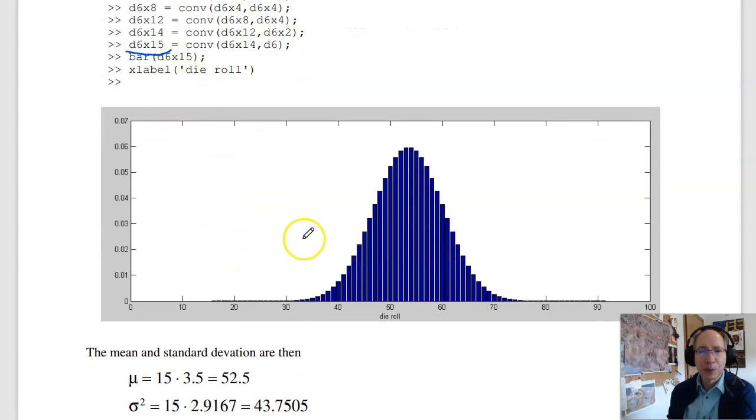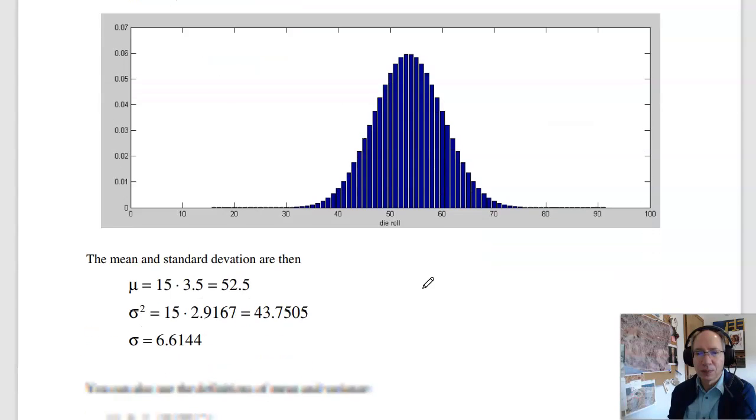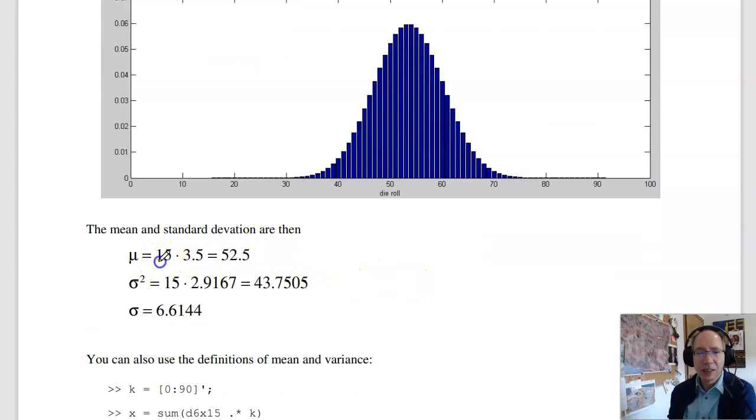Plotting as a bar graph, again, it looks like that nice bell-shaped curve, normal distribution. I'll do damage between 30 and 80 damage. The mean is 15 times the mean of a single die, 52.5. The variance is 15 times the variance of a single six-sided die, 43. Take the square root, I get 6.6.